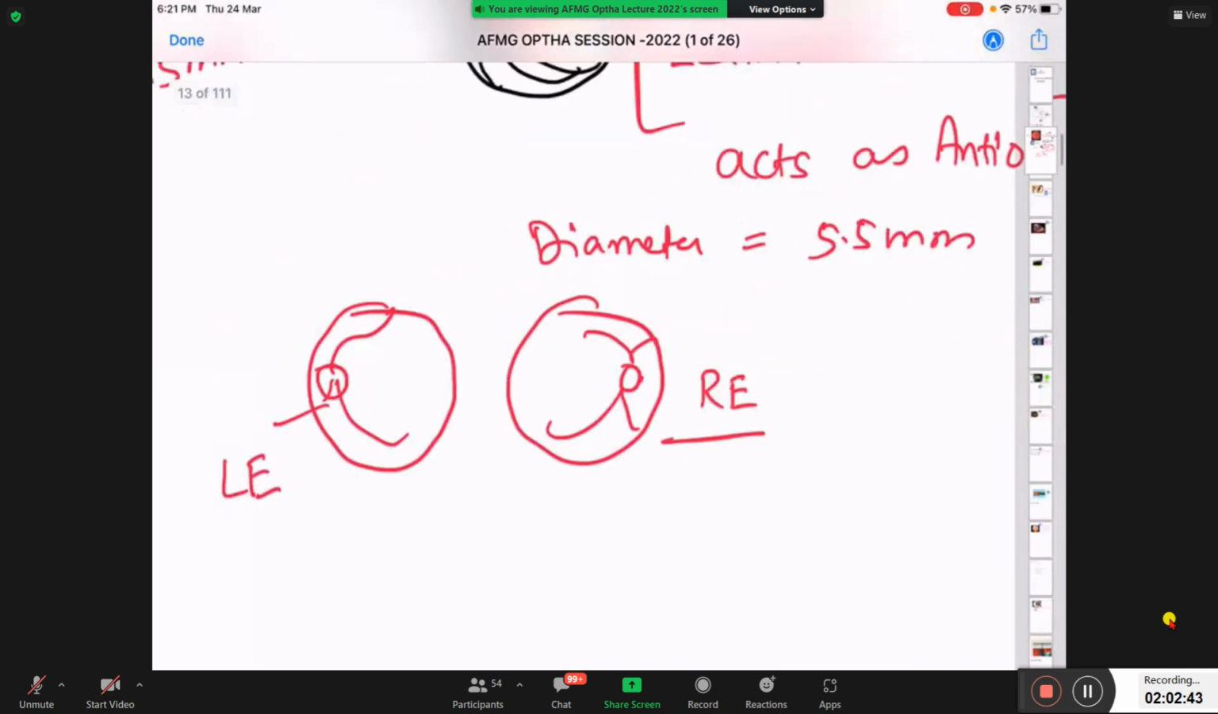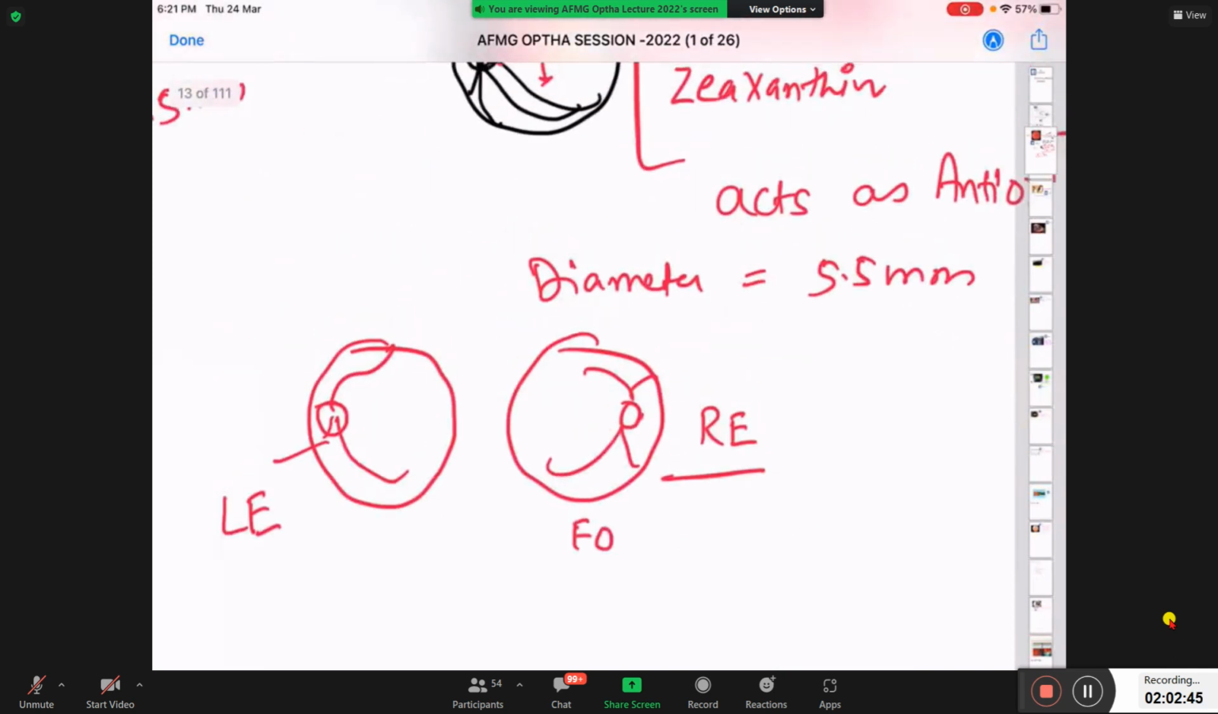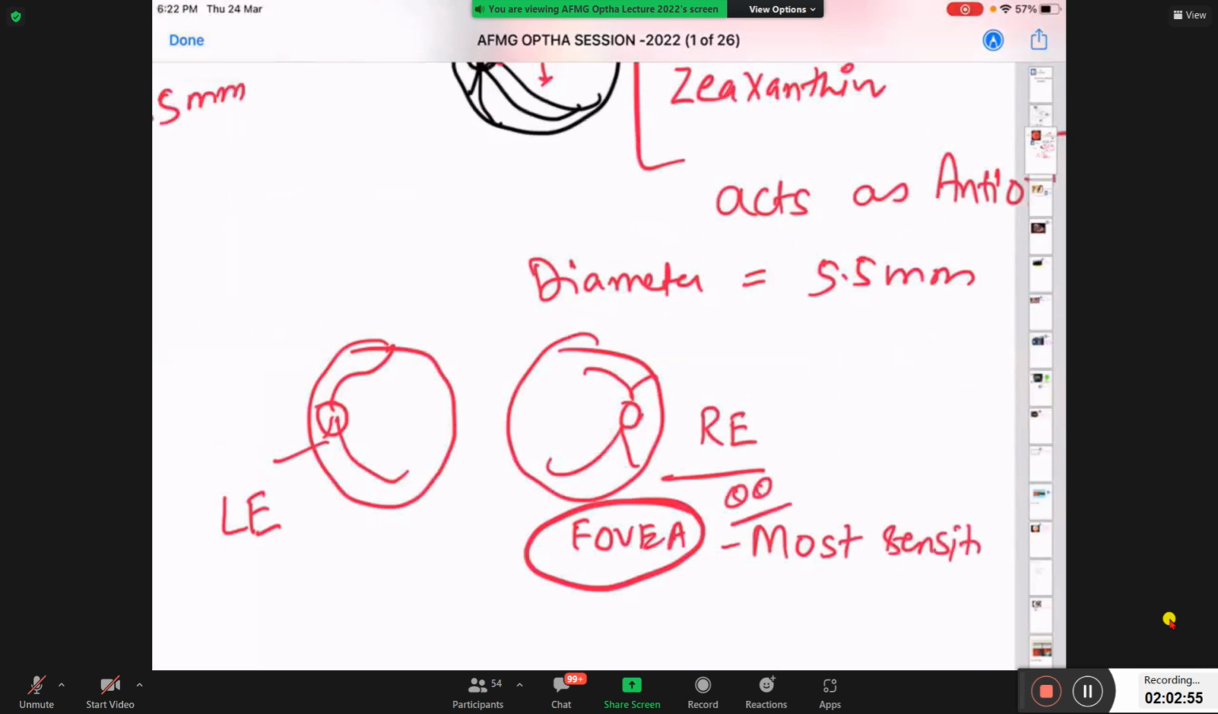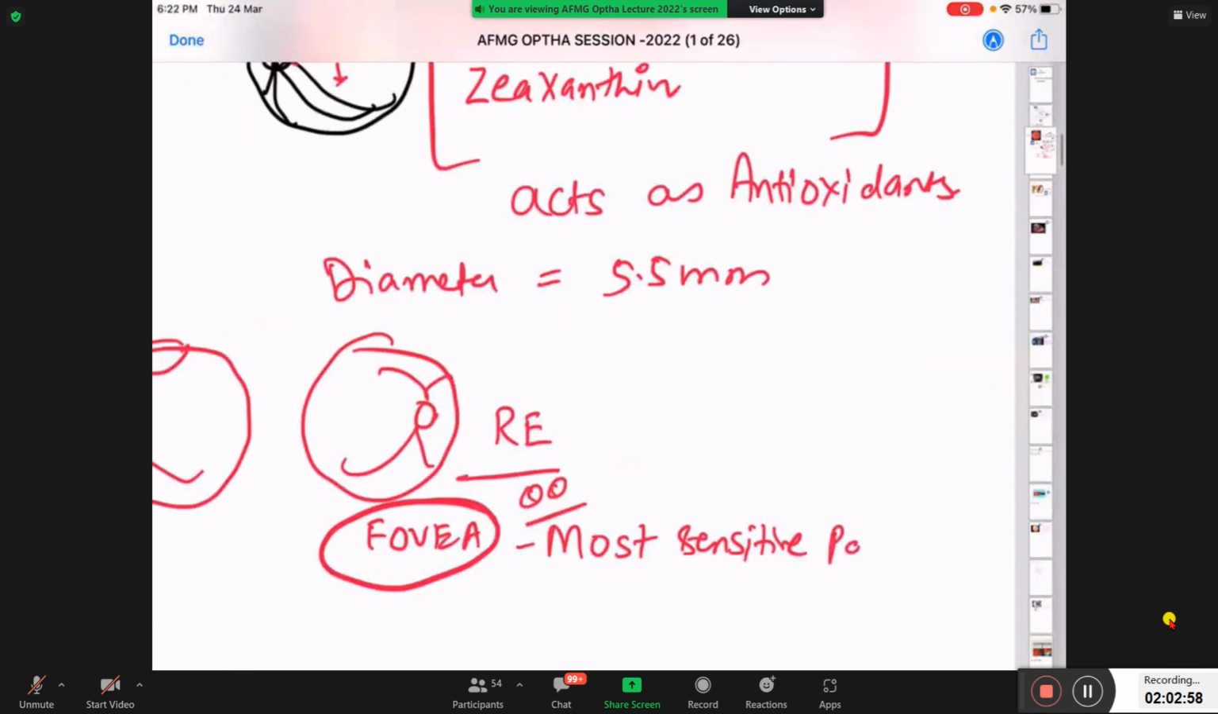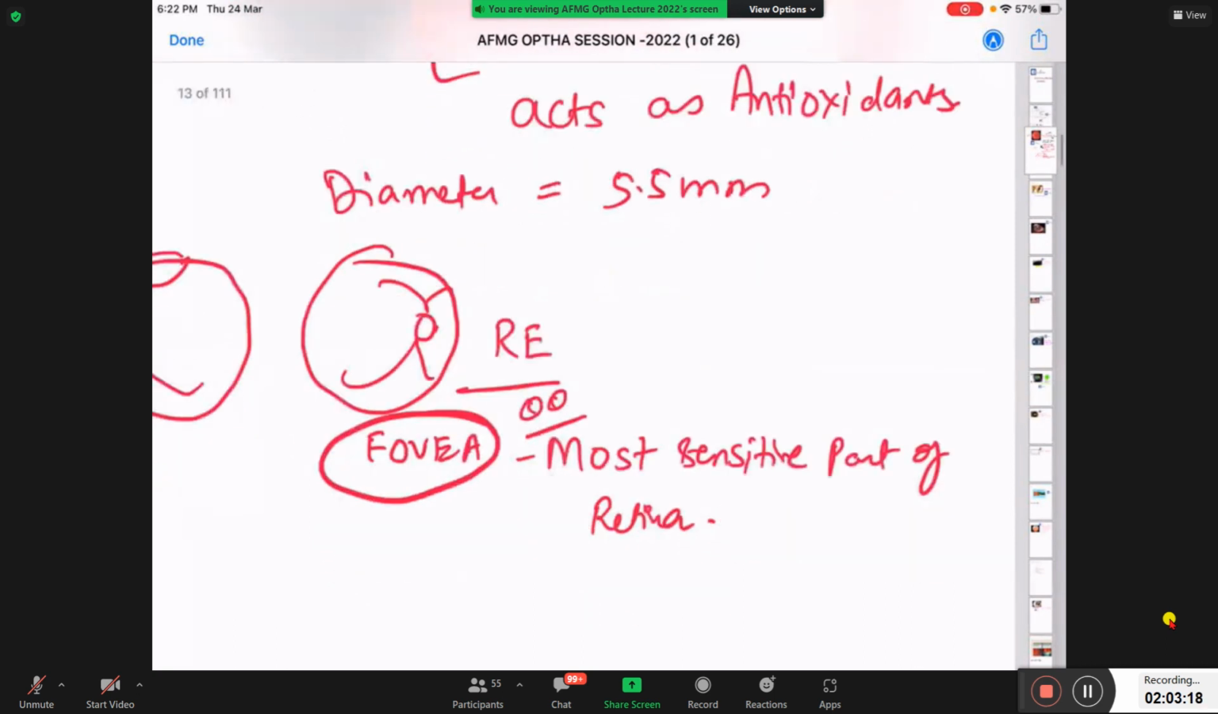Now write down. Next important point after macula lutea, write down fovea. Important question, write down: this is the most sensitive part of the retina. In layman's terms, if someone asks you which is the most sensitive part of the eye, the answer will be your retina, right? If they ask you which is the most sensitive part of the retina, then the answer will be your fovea centralis. Okay.